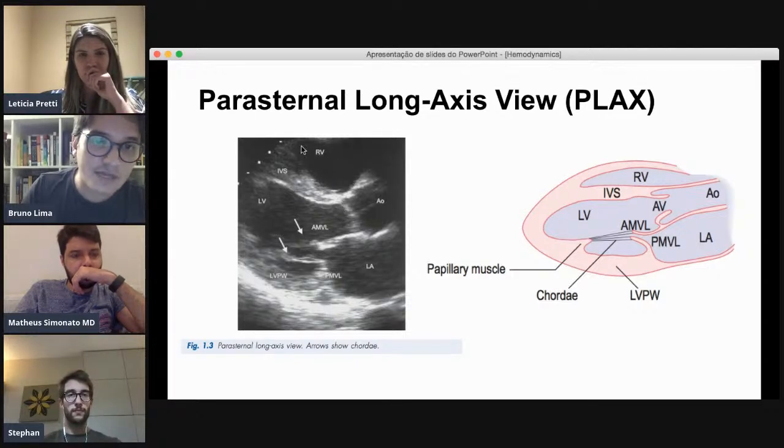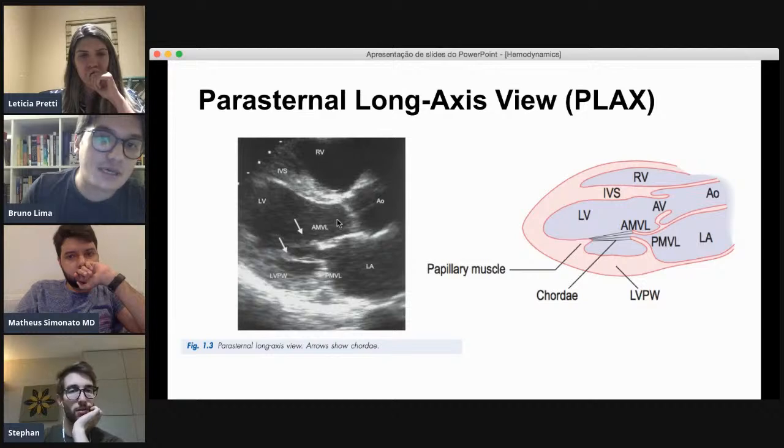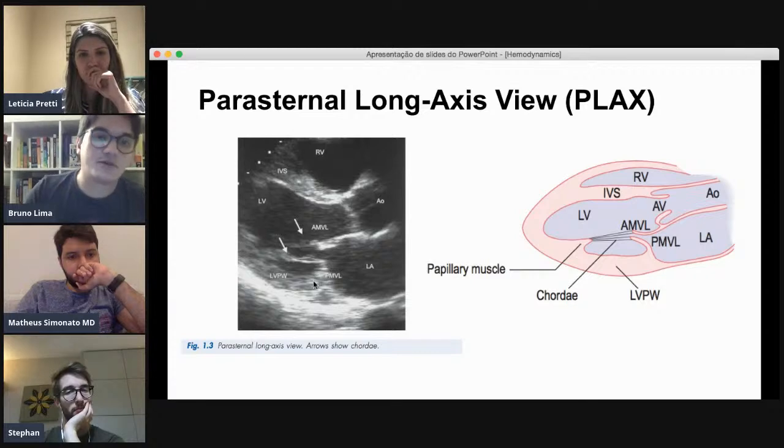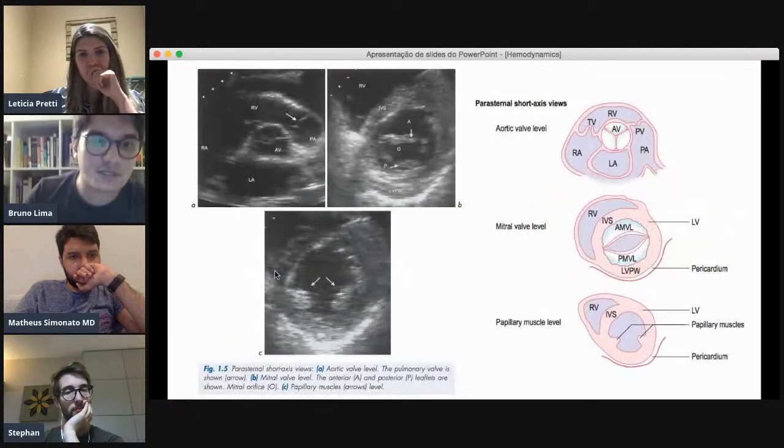So you have the RV, the most anterior structure here. You have the interventricular septum here. You have the left ventricle cavity here. You have the LVOT, or the left ventricle outflow tract, the aorta. You have the mitral valve, the anterior leaflet, the posterior leaflet, and then you have the left ventricular posterior wall here. So this is a very basic view, the first thing that you get.